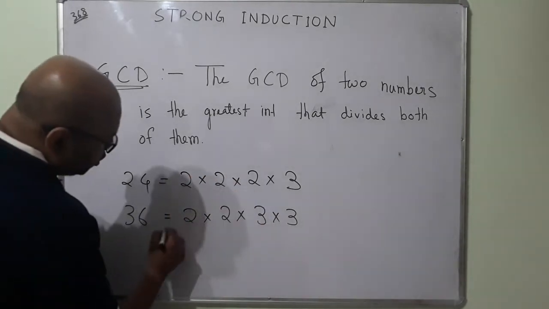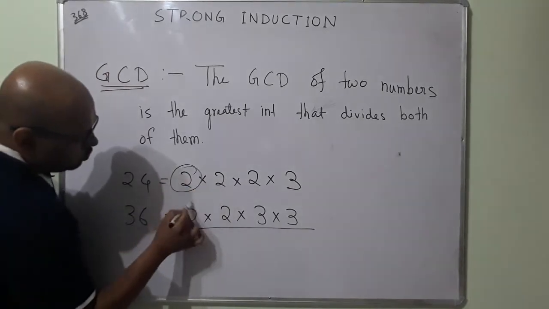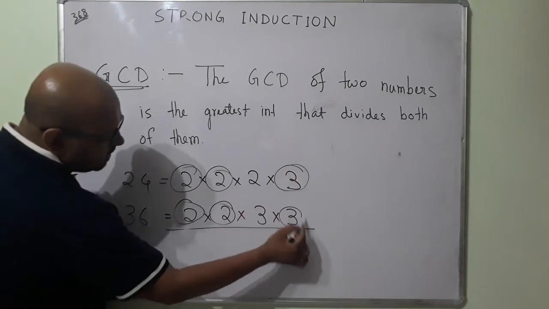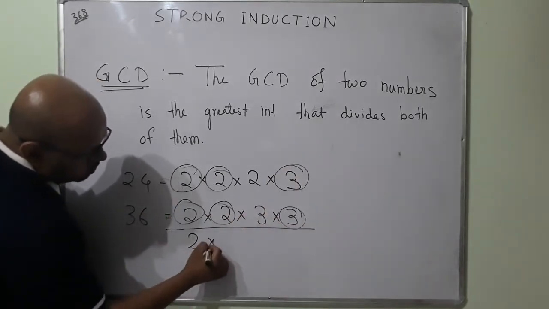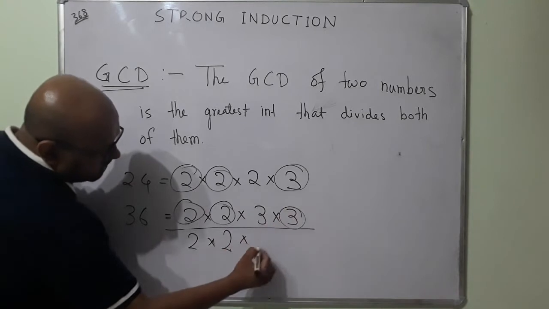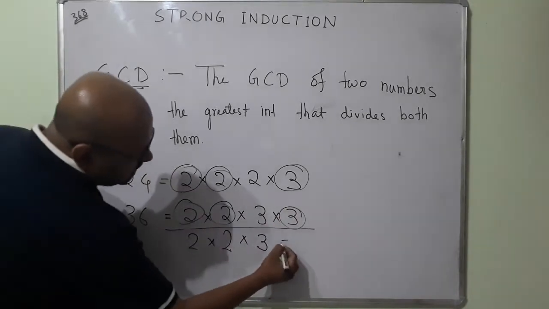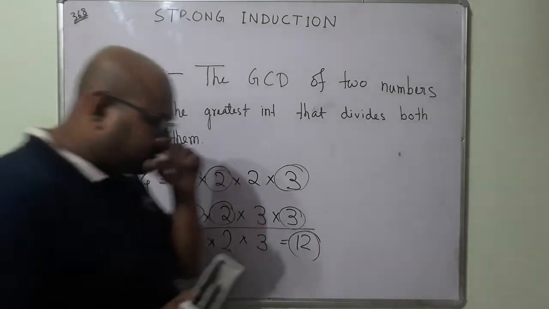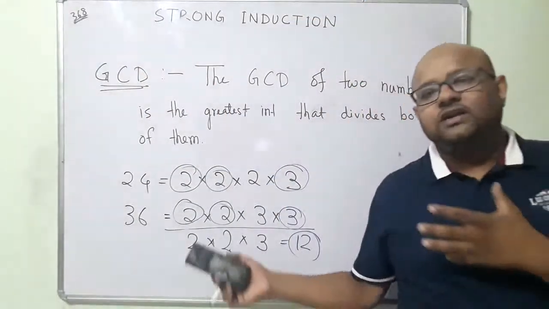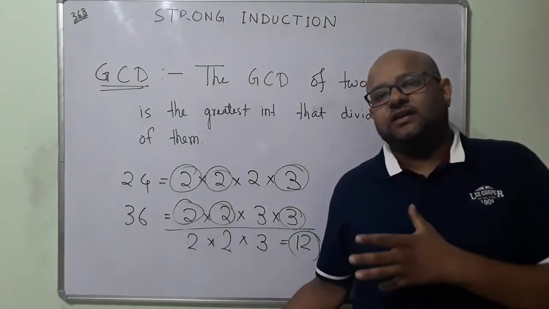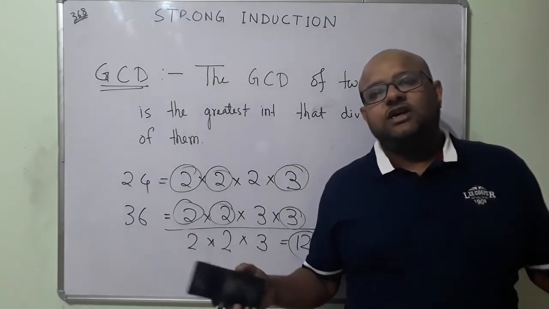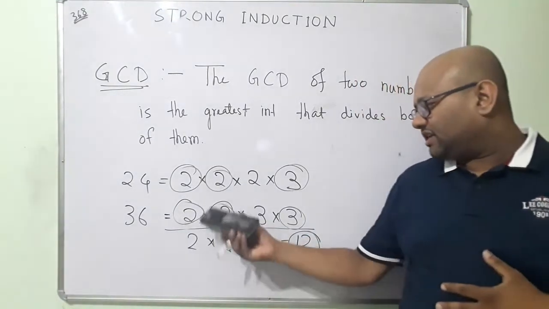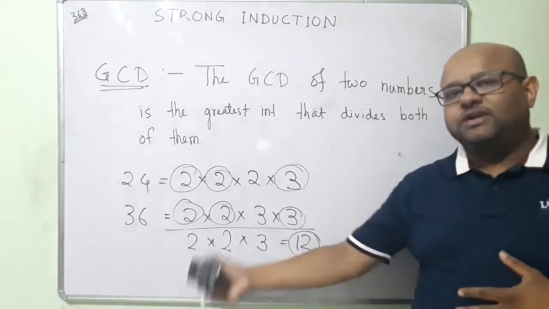So I will now take the common factors. Okay, what will I do? This 2 I will take as common, this 2 I will take as common, and this 3 I will take as common. So I had taken 2 into 2 into 3, which is equal to 12. So 12 is their GCD. Okay, so this is one algorithm to find GCD: by factorizing the numbers into their prime factors, then finding the common ones and multiplying them.